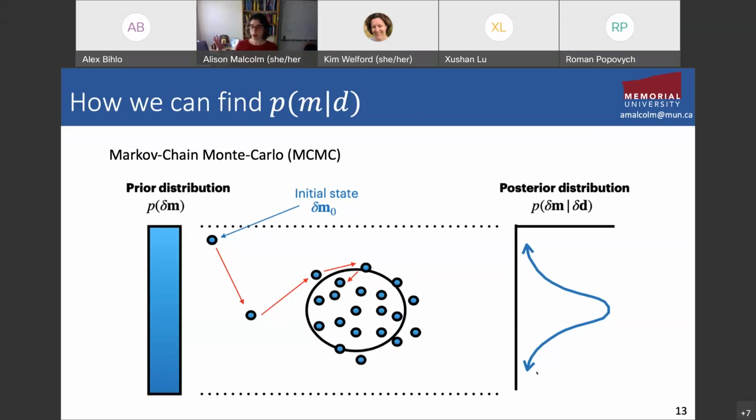And that's what we want. We want an estimate of our model, and we want to estimate the probability distribution associated with our model so that we can understand what plausible scenarios we have to investigate.